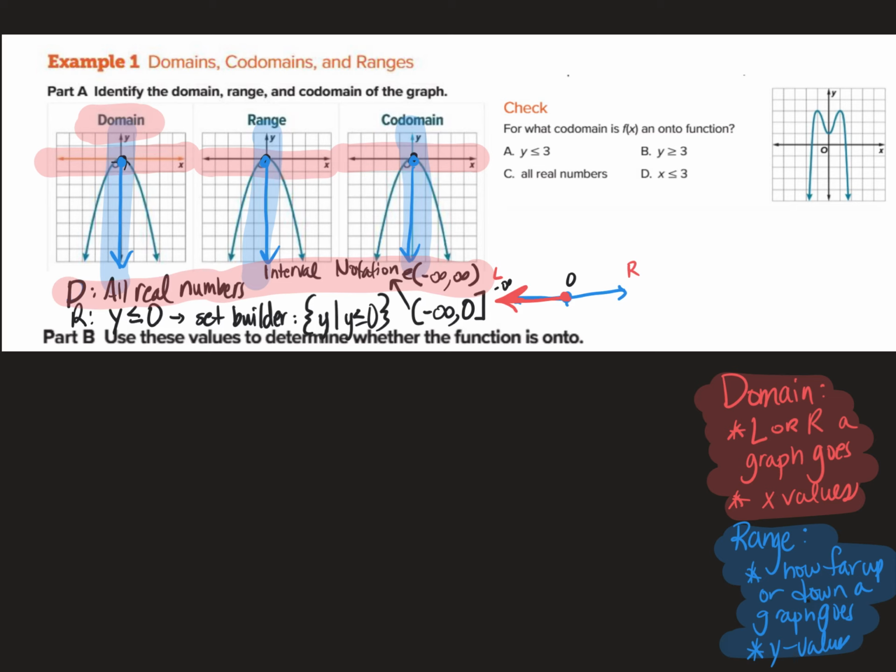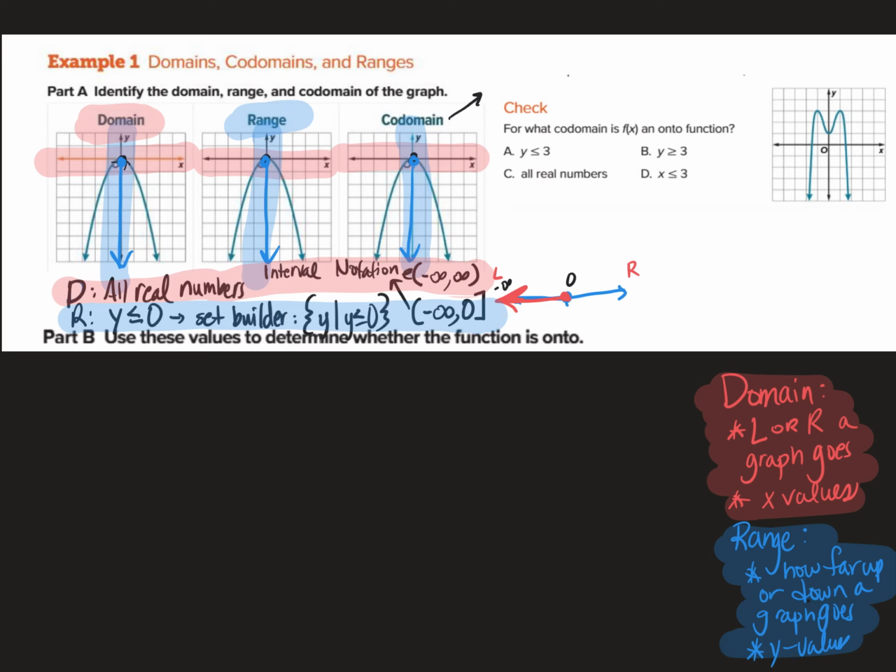Then the range is what's in blue, and that's all of this. This is all the range. And now we've got to name the codomain, and I'll name that above it. I apologize for not following those directions.